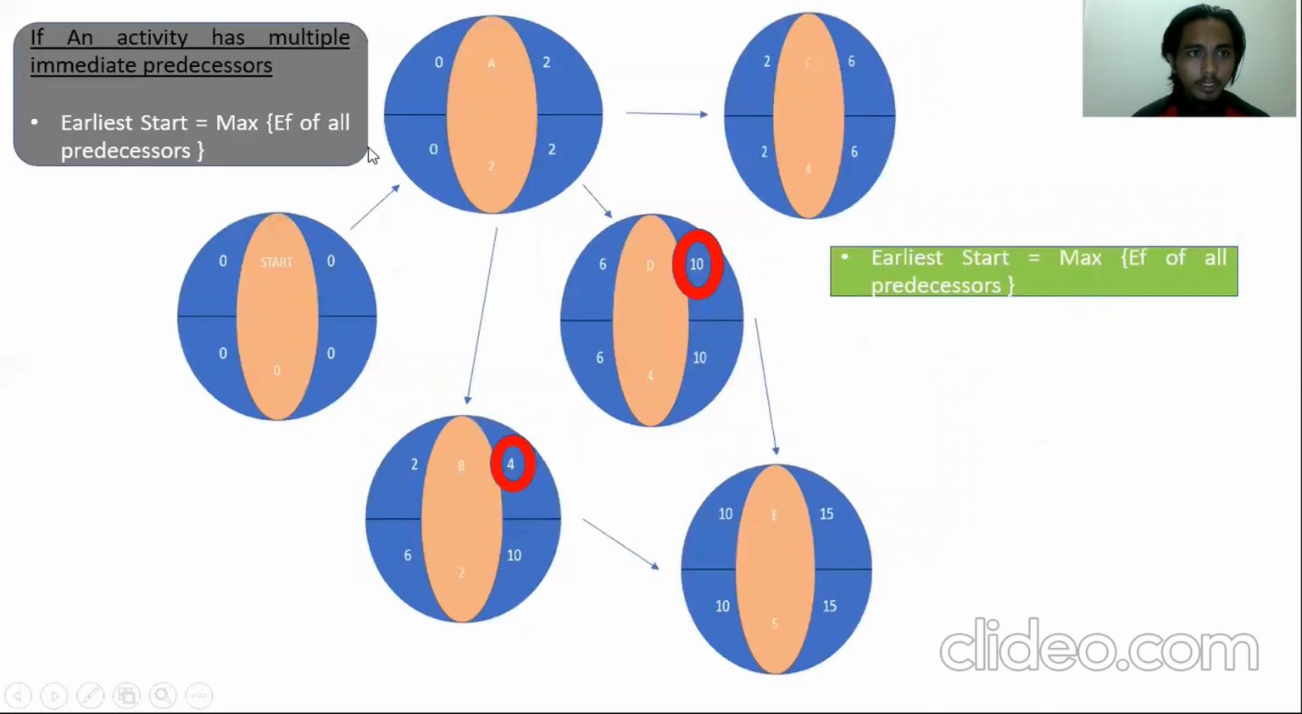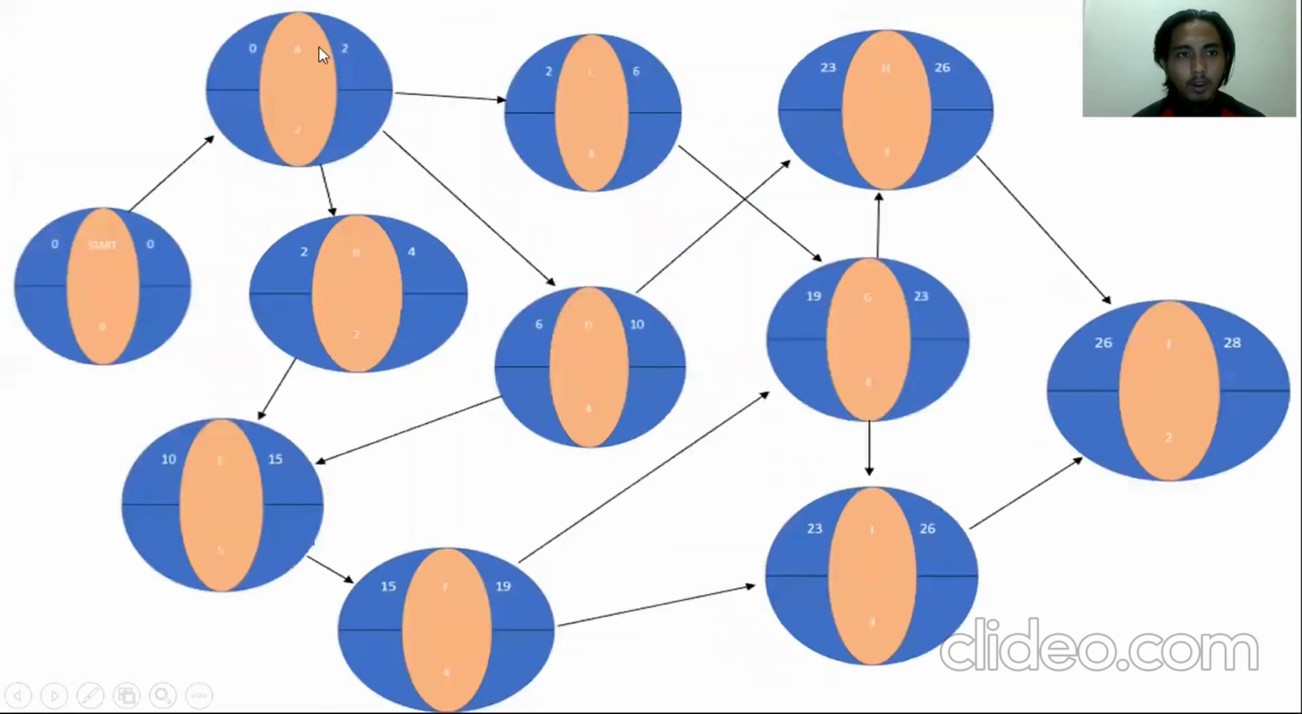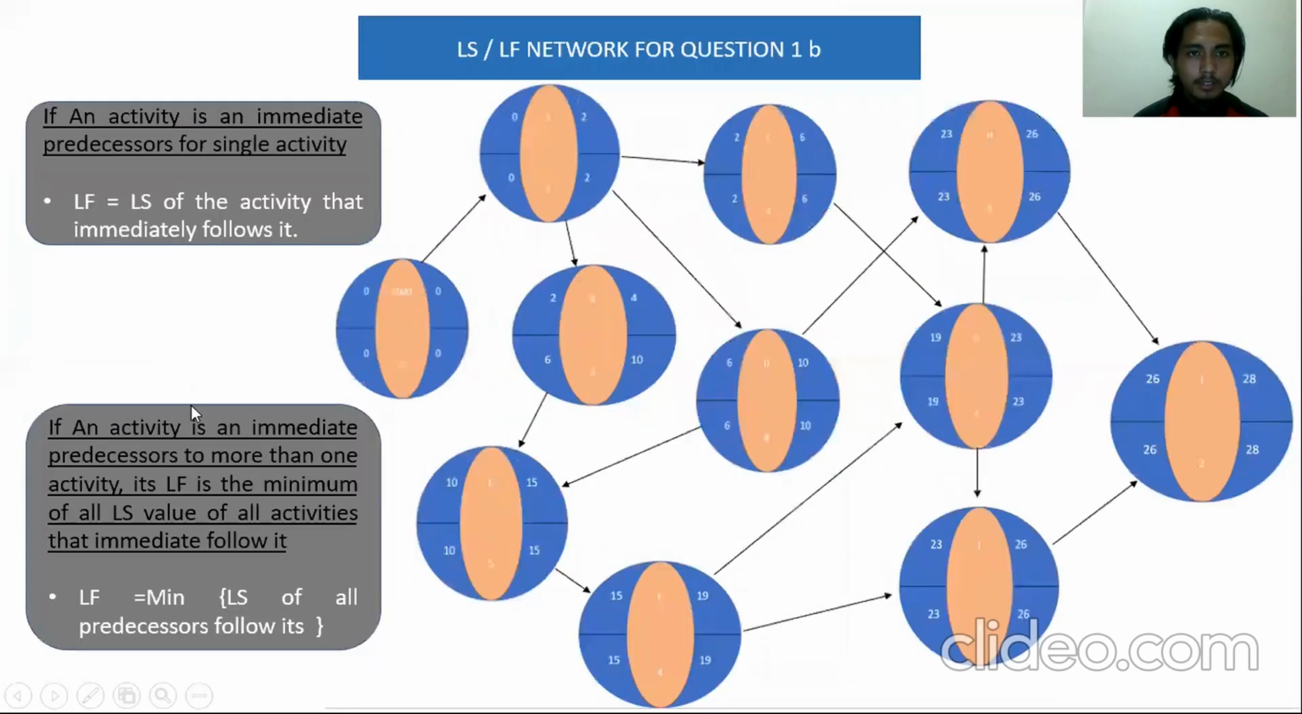This is the example for this rule, where the early start of E is equal to 10, because we compare these two immediate predecessors and take the one with the highest value, which is 10. So this is the overall ES-EF network for question 1b.